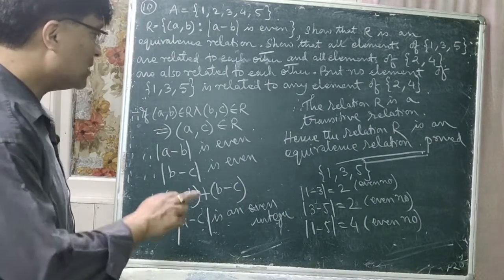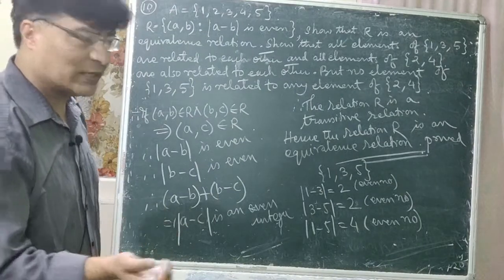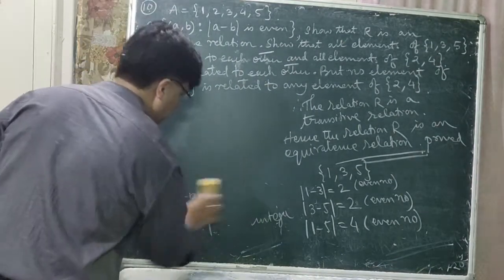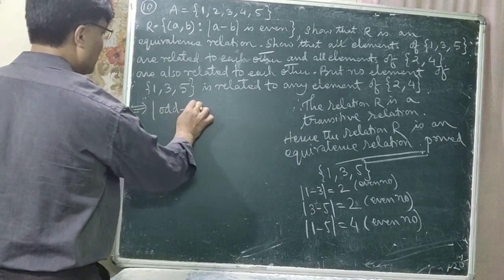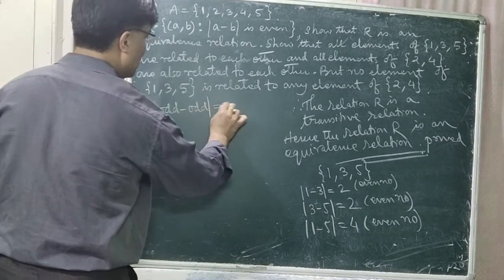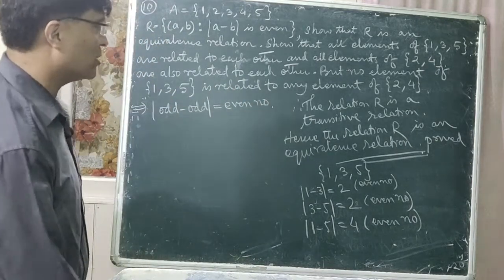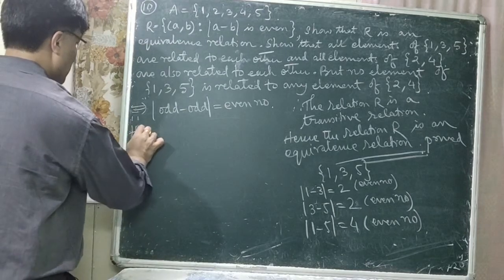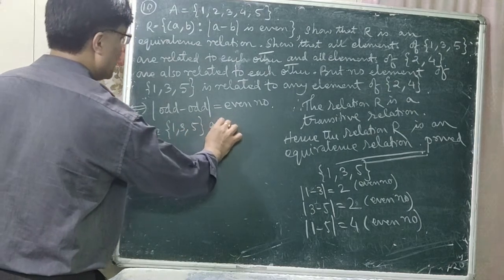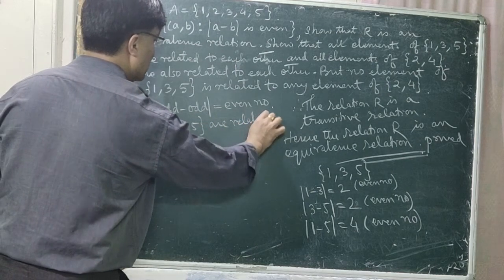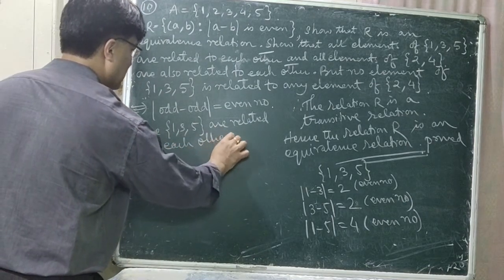All these are odd numbers, isn't it? So odd number minus odd number is also an even number, which implies that odd number minus odd number will always give you an even number. That means they are related to each other. Hence 1, 3, 5 are related to each other.